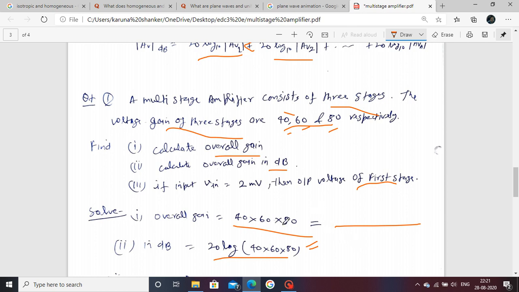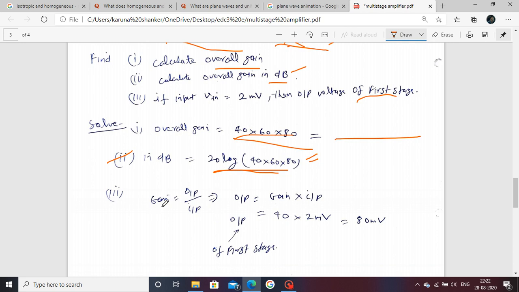The other form is also calculated. We take each individually and calculate in dB form: 20 log 40 plus 20 log 60, and next 20 log 80. That means if you convert each individually to dB and then add them, you also get the result in dB. Otherwise, you multiply all the values and convert to dB form. Then you calculate the second part.